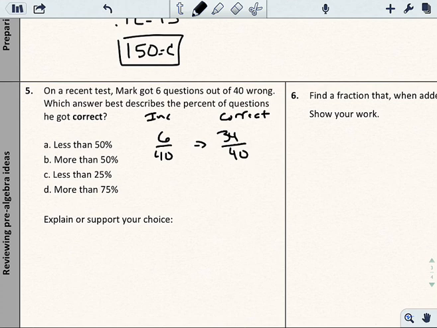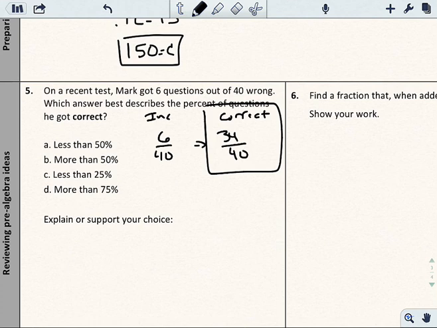Now we can accomplish this problem by using a calculator and doing the division, 34 divided by 40, although that would probably be unnecessary. I mean, we can back our calculations up using that. But if you look at our choices, we just have to answer in relative terms. So we're trying to figure out how much he got correct.